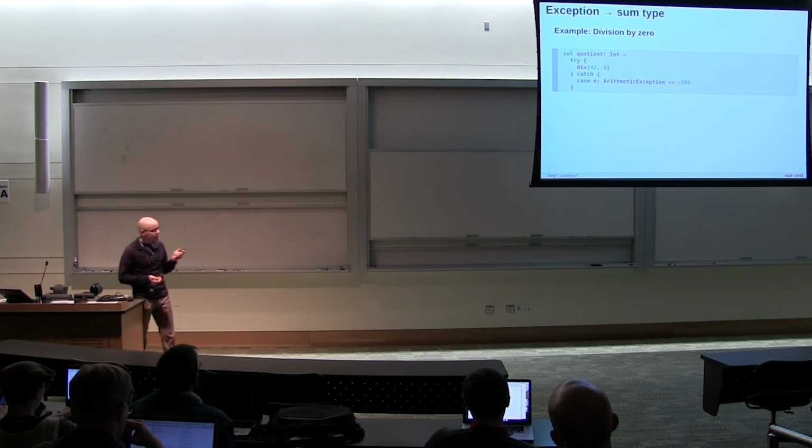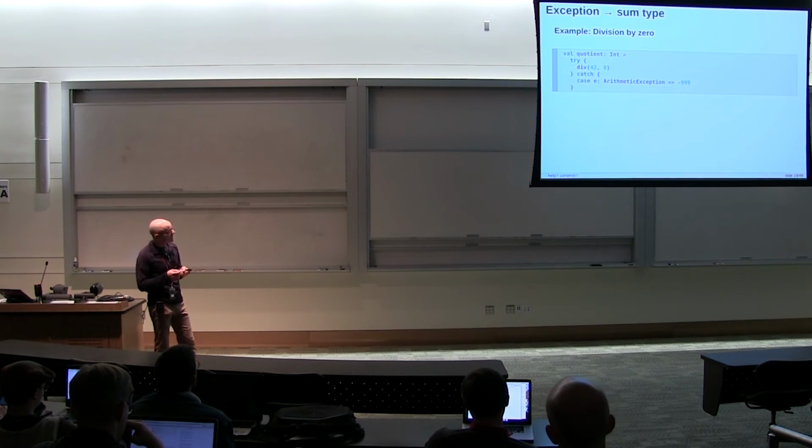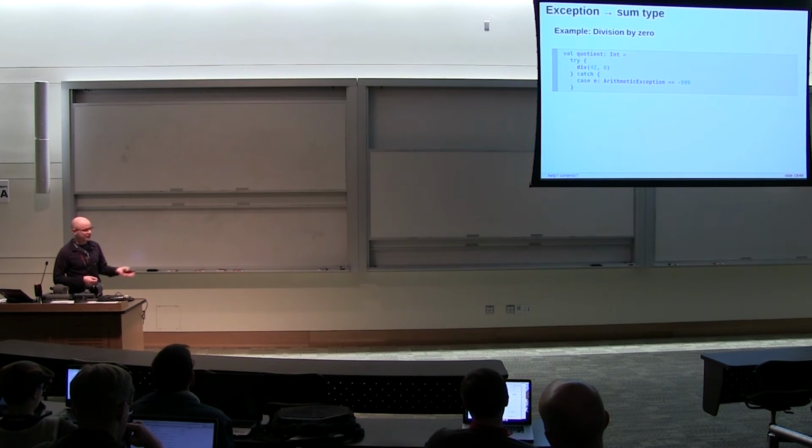And that's annoying, especially if we want to return an int. So if I want to calculate the quotient of this and expect the value to be an integer, in my catch statement, I have to come up with some default value to return in the case that an exception was thrown. And that's terrible because 42 divided by 0 is not negative 999. But what else can we do?